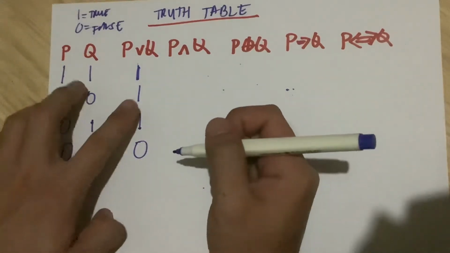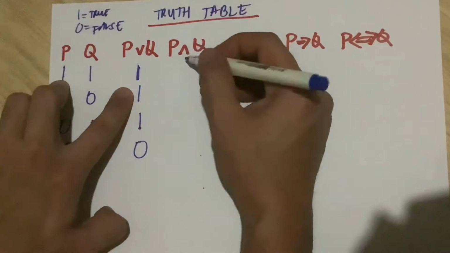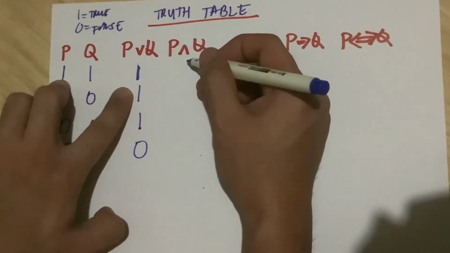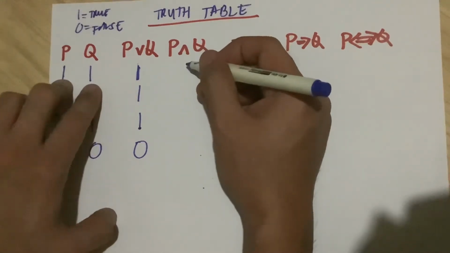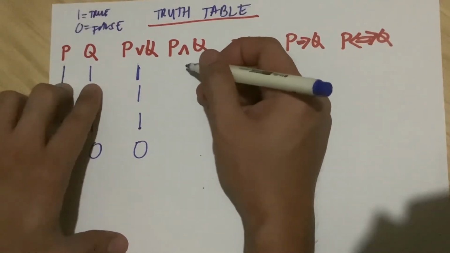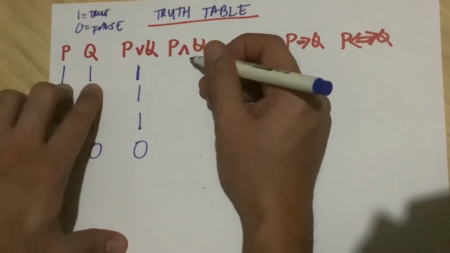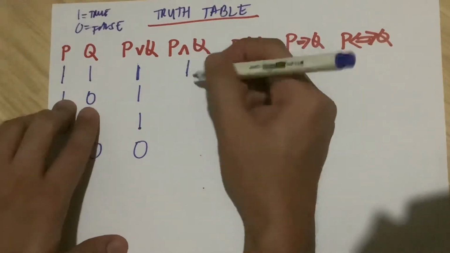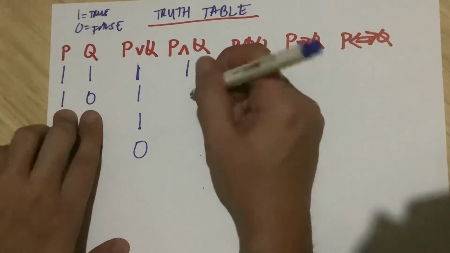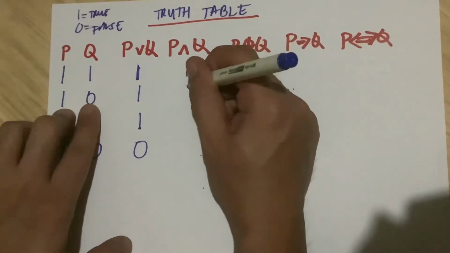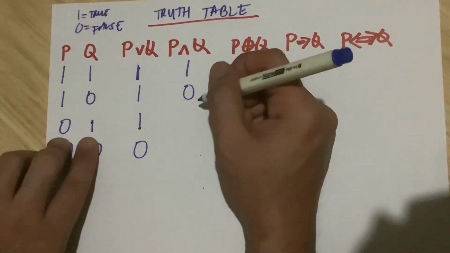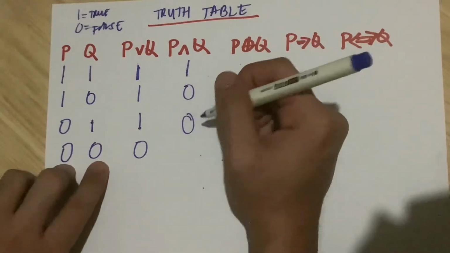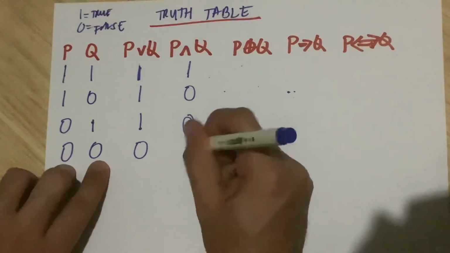Okay. For the second part, you have the conjunction. The conjunction means both statements are true. In order to have a true value for this, both statements must be true. Okay. The second row: 1 and 0, so therefore this will be 0 or false. Both statements are true? No, 0. Okay.